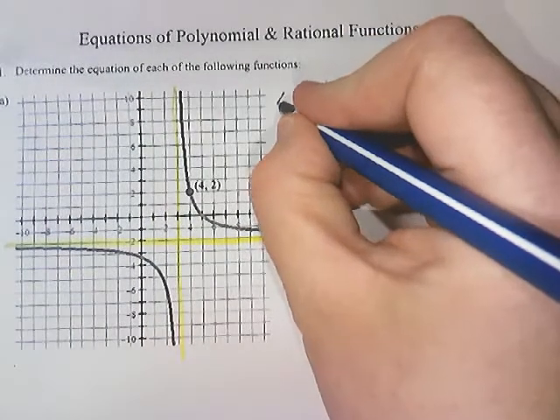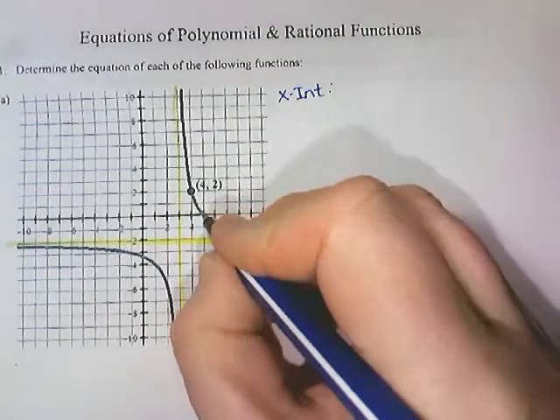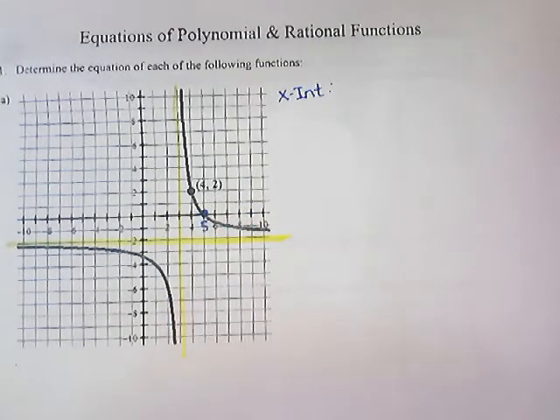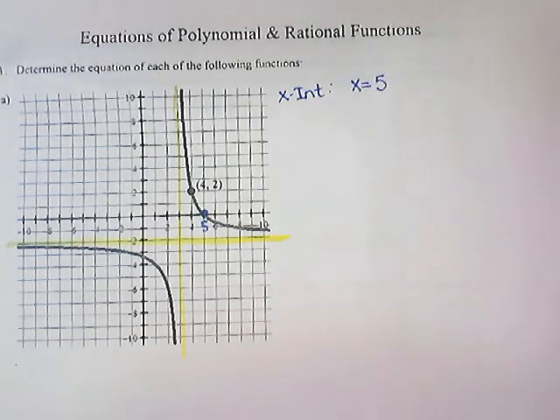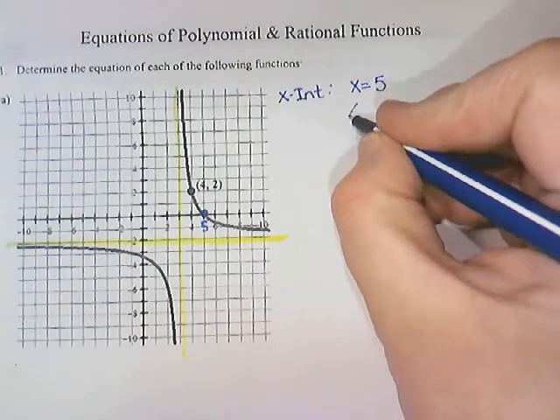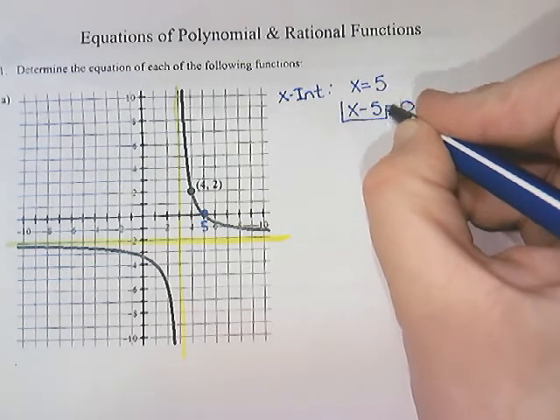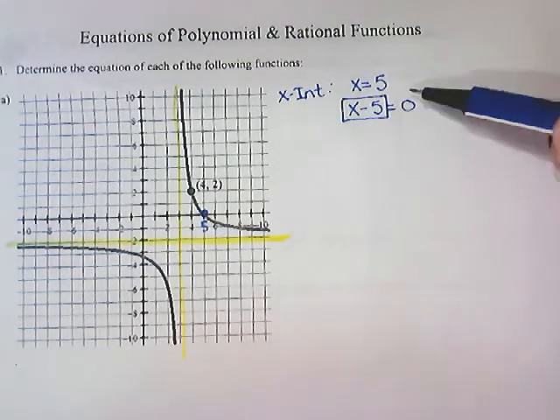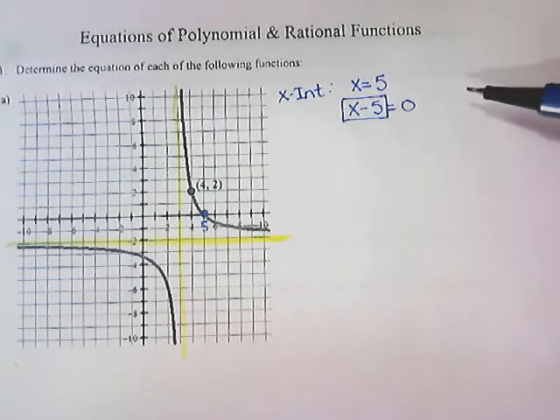I'm going to start with my x-intercepts. There is only one x-intercept, right here at +5. So I know I have an x-intercept at x equals 5, and I need to work backwards to figure out what the bracket was that gave me x equals 5. I would subtract 5 from both sides to get x minus 5 equals 0. So in my equation, I must have had an x minus 5 in the numerator, because the x-intercepts come from taking the numerator and setting it equal to 0.